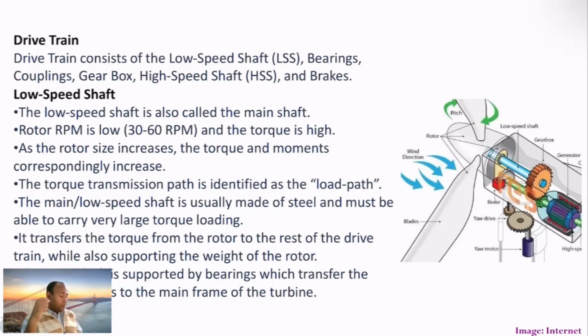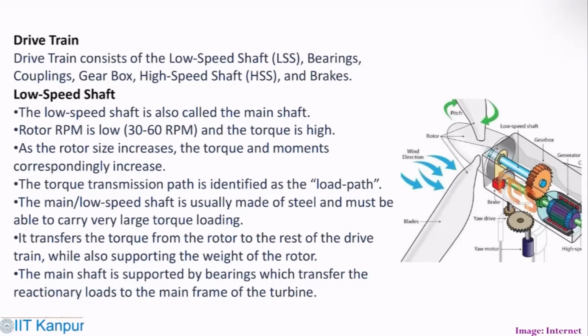So now we talk about the drivetrain. This is another component of the horizontal axis wind turbine. The drivetrain actually consists of low speed shaft, bearing, coupling, gearbox, high speed shaft.